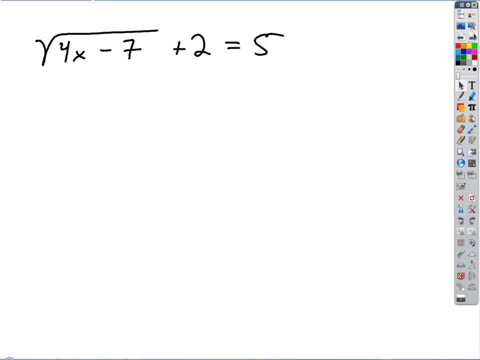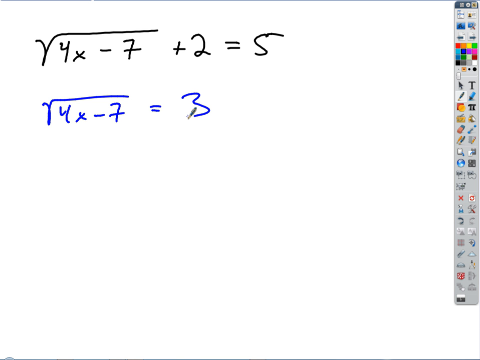Okay, how about that? So we subtract 2 from both sides first. Remember at the beginning of the year, I was bragging about how that order of operations thing is essentially the basis of all of algebra? Well, it is, look at this. This is just reversing order of operations and isolating x. So if I subtract 2, I get the square root of 4x minus 7 equals 3.